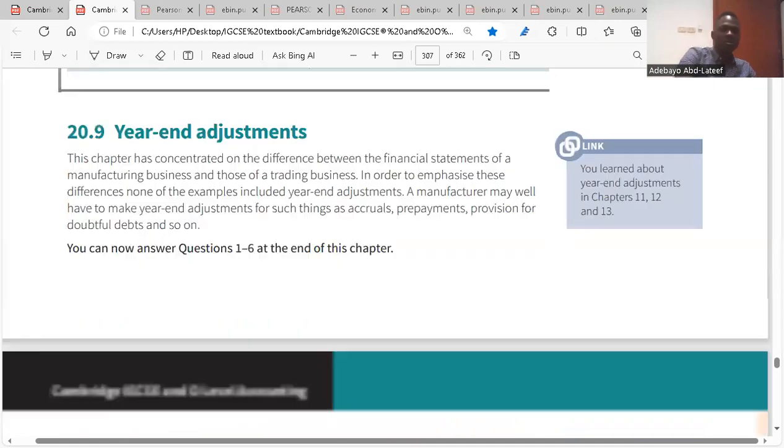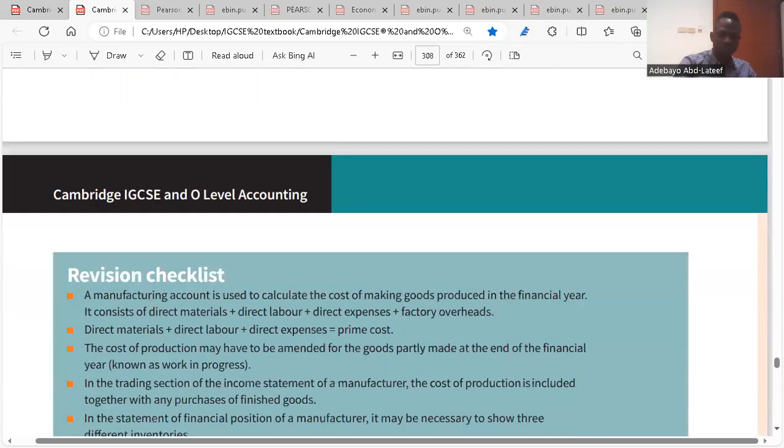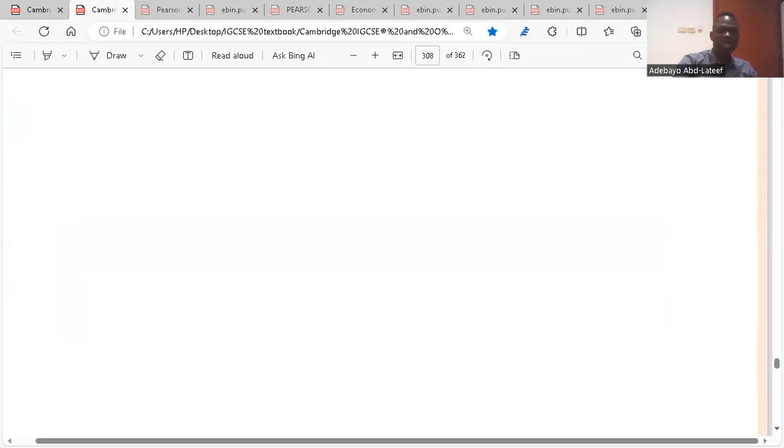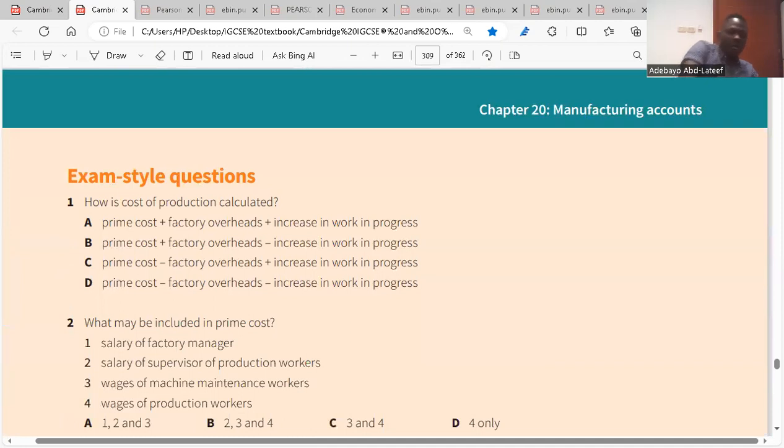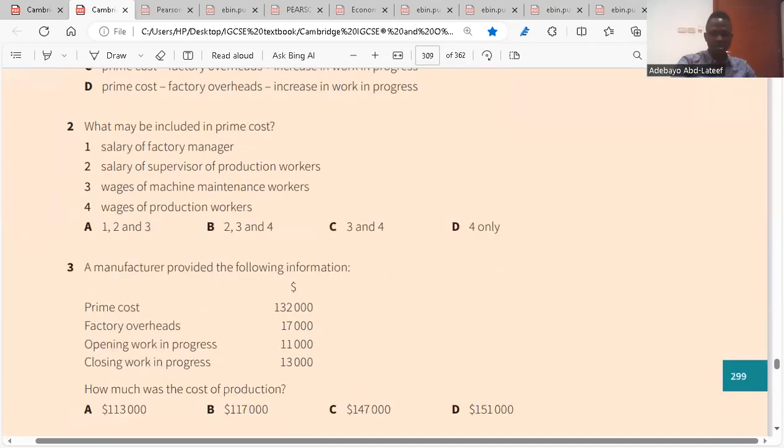All right. So we go to the year-end adjustments. This chapter has concentrated on the difference between the financial statements of a manufacturing business and those of a trading business. In order to emphasize these differences, none of the examples included year-end adjustments. A manufacturer may well have to make year-end adjustments for such things as accrual, prepayment, provision for doubtful debts, and so on. I think that will be in the next chapter. Yes, that will be in the next chapter. So let's answer the questions.